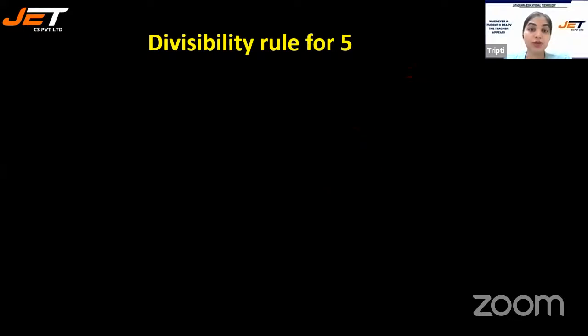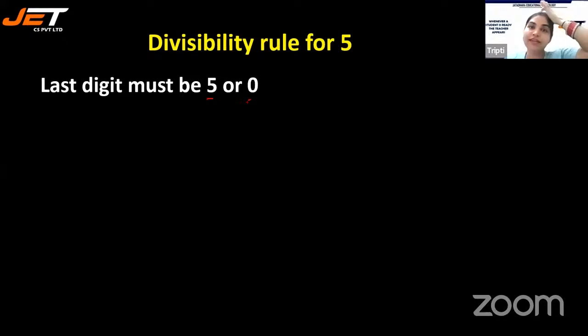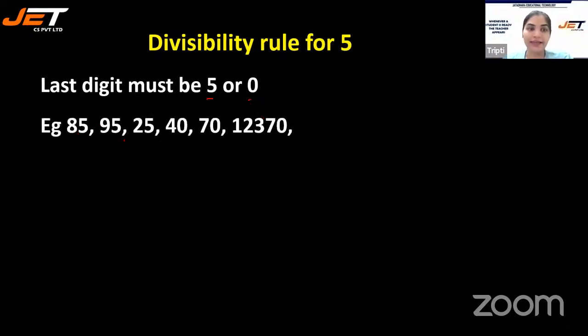The divisibility rule of 5 says that the last digit must be 5 or 0. If any number ends with 5 or 0, that number is divisible by 5. Like 85, 95, 25, and so on. The number should end with either 0 or 5 to be divisible by 5.